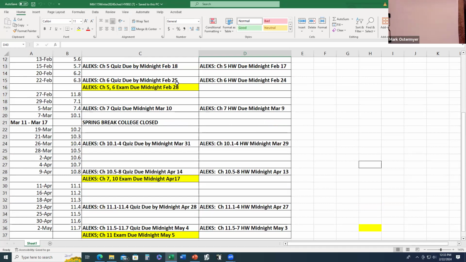That'll be due by midnight, February 25th. The Alex chapter 6 homework will be due by midnight, February 24th. I'll open up 6.3 if I haven't already opened that up. It will be opened up promptly after the session. The chapter 5 and 6 exam on Alex will also be opened up. That'll be due midnight, February 28th. So just keep those dates in mind so that you don't fall behind.